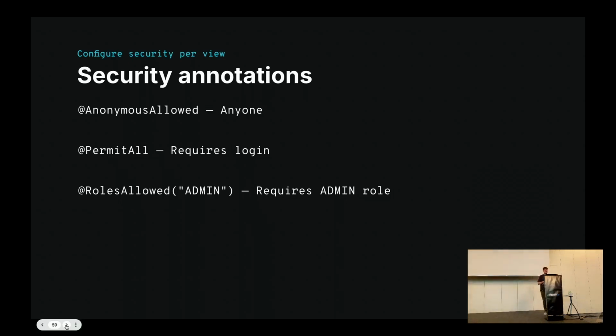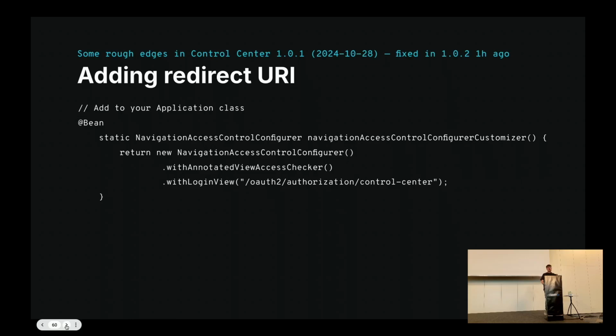So there are a couple of security annotations. You know these already, but I just want to collect these. Anonymous allowed: anybody can access that view. Permit all: it requires you to log in. And roles allowed: it also requires you to have a certain role. Right now there is still a small limitation as of yesterday. We have to manually add the navigation access control. It's just one line of code. I heard that this limitation is going to be removed by tomorrow, so we'll have a new version deployed. So this is hopefully yesterday's news.